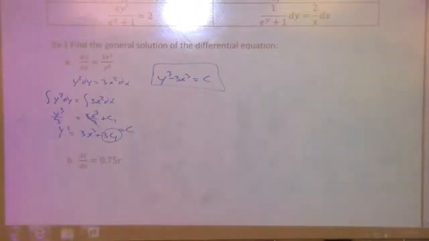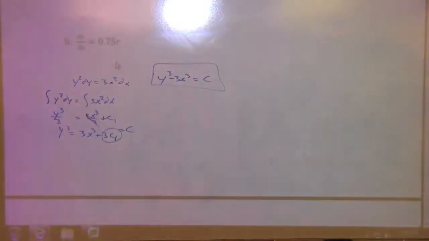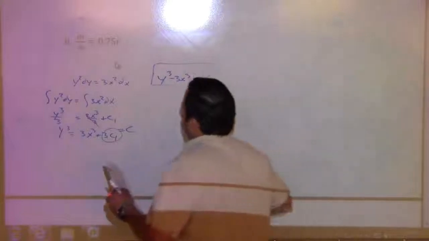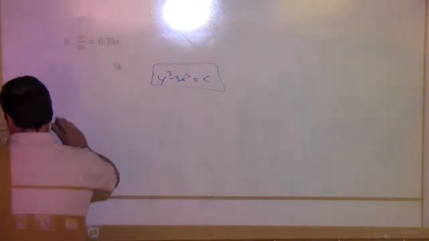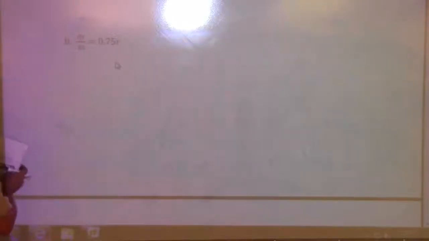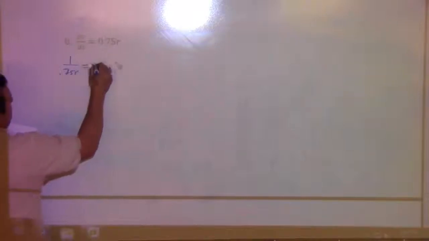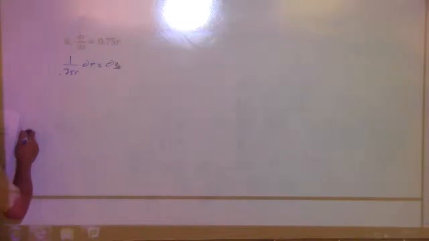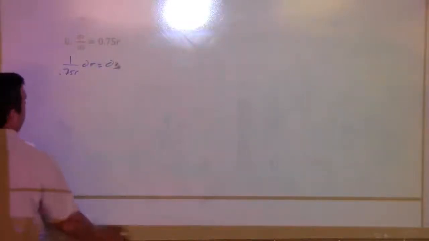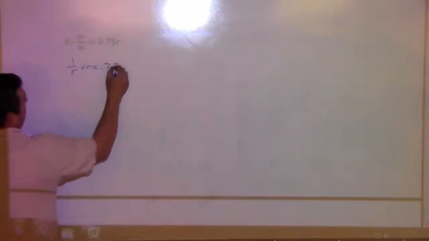Let's scroll this up. So we have dr ds equals 0.75 r. Okay. So 1 over 0.75 r dr equals ds. In fact, I'm going to do it this way. I'm just going to say 1 over r dr equals 0.75 ds.